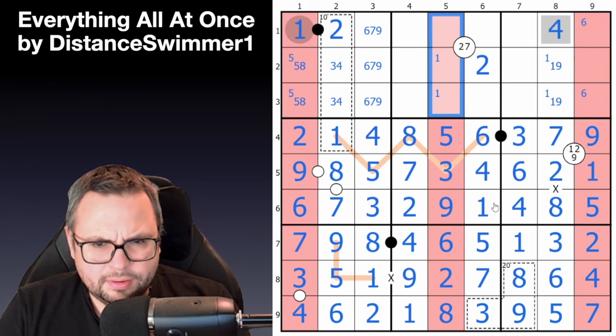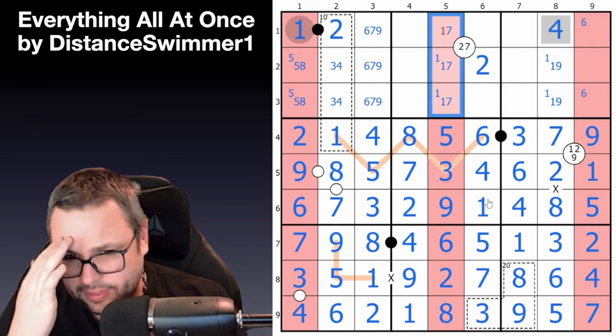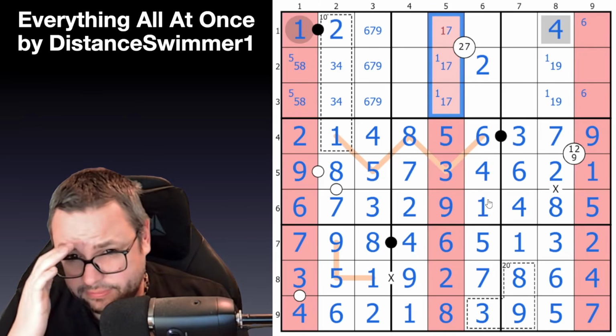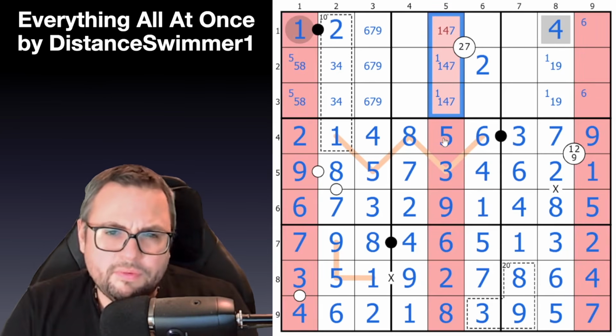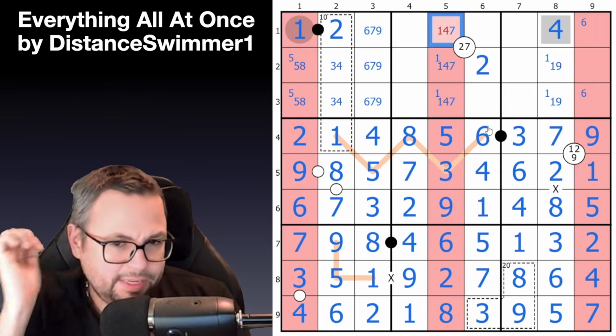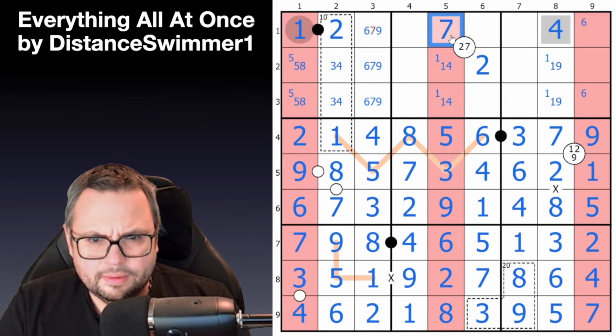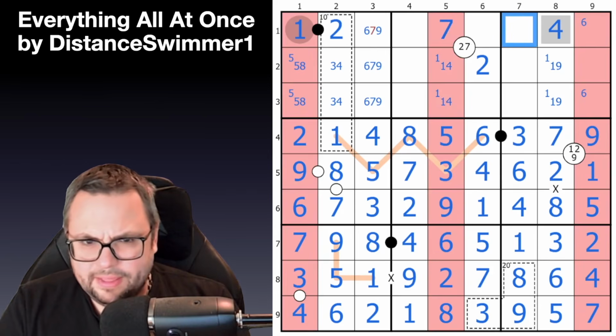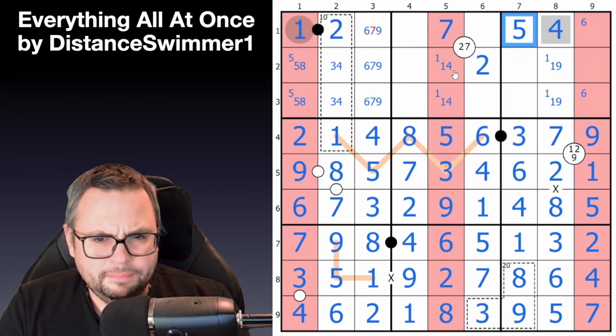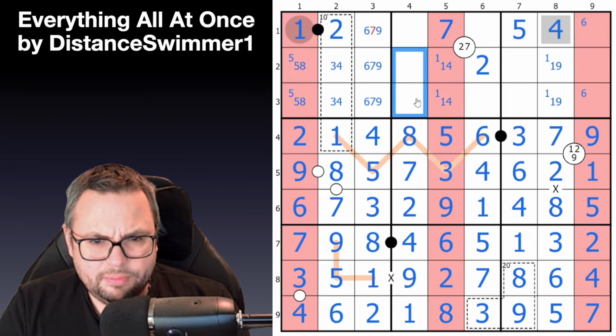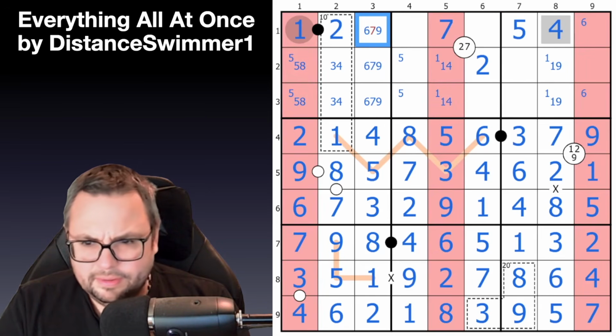These are 1, 7, and 4? Yeah, these are 1, 4, and 7, and that one is uniquely a 7. Wow. So that makes that the 5 over there. 1 and 4. So one of these is a 5 and one of these is a 5 is what that's saying.